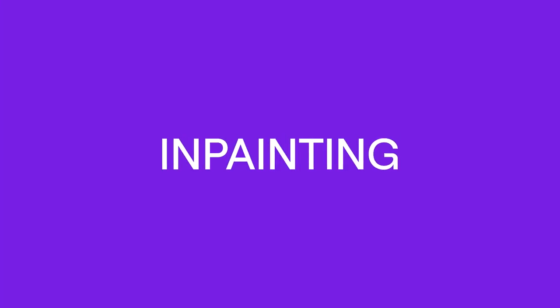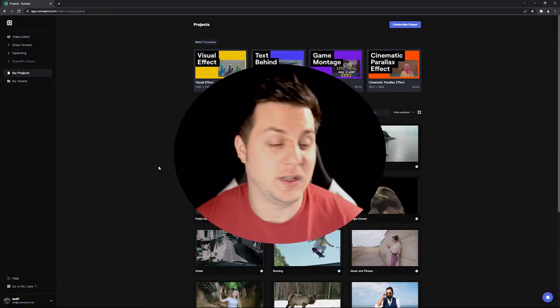In this tutorial, I'm going to show you how to use and get the best result from our AI magic tool, Inpainting. Inpainting can be used to remove anyone or anything from your video simply by painting over it. It's pretty cool. Let's dive in.